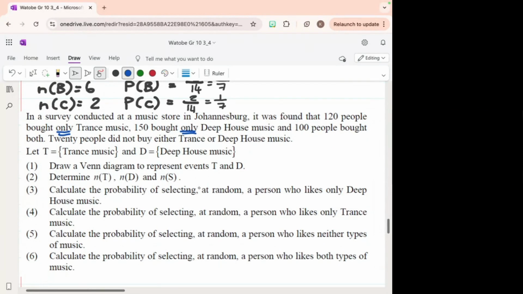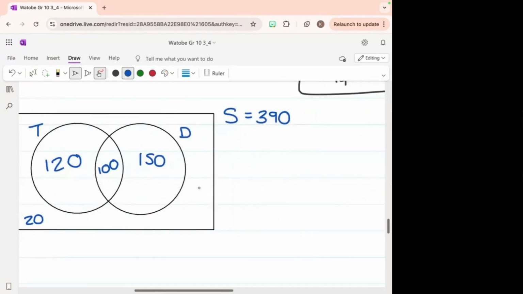Determine the N of T, the N of D, and the N of S. Well, if I'm looking for the N of T, and I'm going to do it in red, it means I must be looking at the circle that's in red. So the N of T is going to be equal to 220. Are we happy?